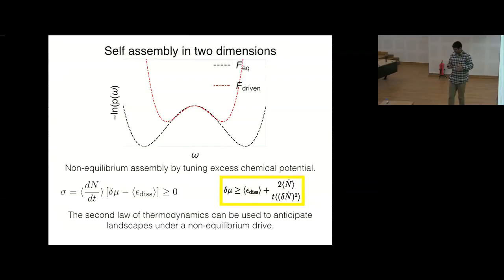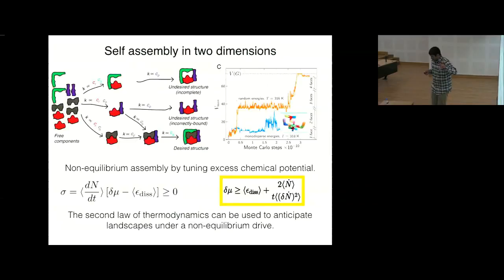I'll end with this. I talked about self-assembly in the biological context. There are self-assembly problems that people do with DNA origami, that people do with colloids, and so on and so forth. Apart from the biophysical ideas over here, it'll be really cool to see if these information theoretic ideas can be applied to self-assembly processes in other aspects of stat-mech and material science.